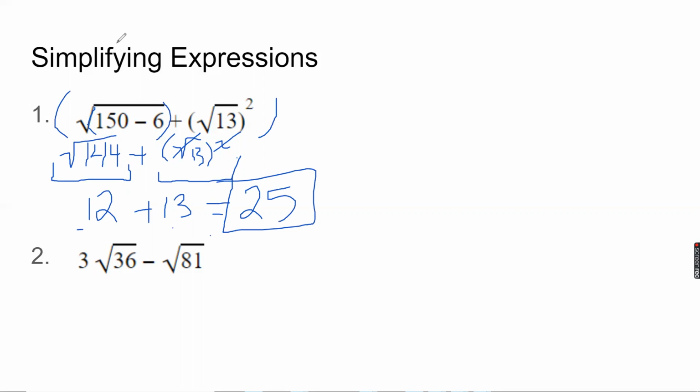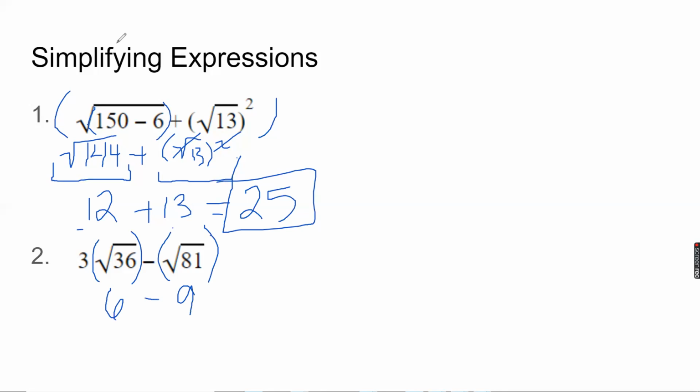For my second problem, again, think of square root symbols like parentheses. So we're going to do our square roots first. So I'm looking at the square root of 36, and I'm looking at the square root of 81. So the square root of 36 is 6, because 6 times 6 is 36. Square root of 81 is 9, because 9 times 9 is 81.